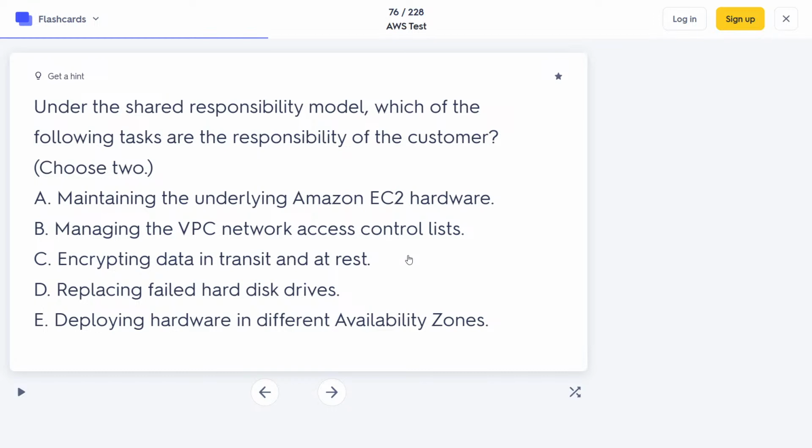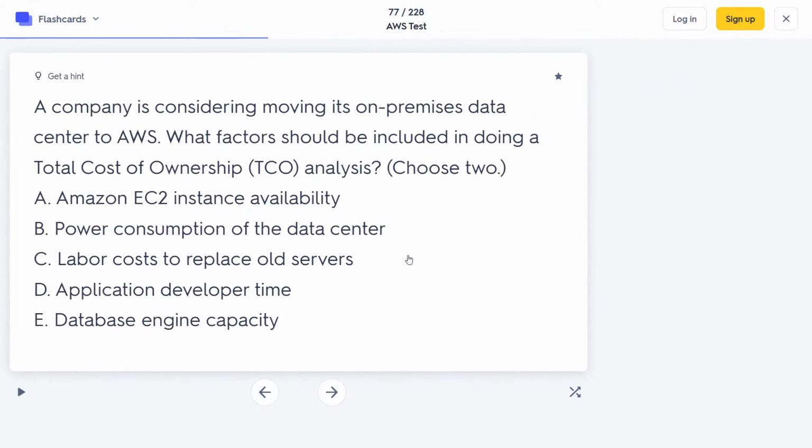Under the shared responsibility model, which of the following tasks are the responsibility of the customer? Maintaining the underlying Amazon EC2 hardware, not at all. Managing the VPC, yes. Encrypting data in transit, yes. Easy. A company is considering moving its on-premises data to AWS. What factors should be included in doing a total stuff?